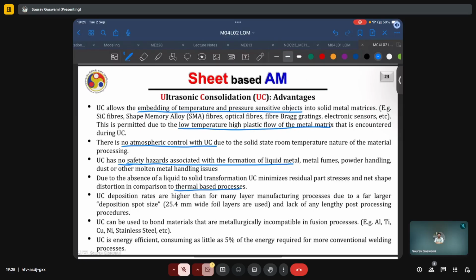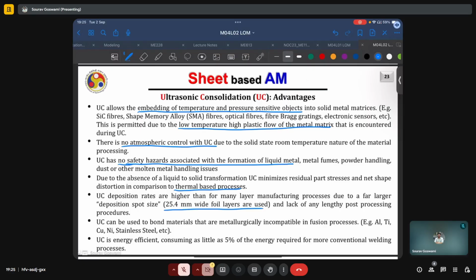The deposition rates in this case are far higher than many layer manufacturing processes due to a far larger deposition spot size, which is equal to the width of the layer itself, and the lack of any lengthy post-processing procedures, because as we saw, a milling operation will do the post-processing for each layer.